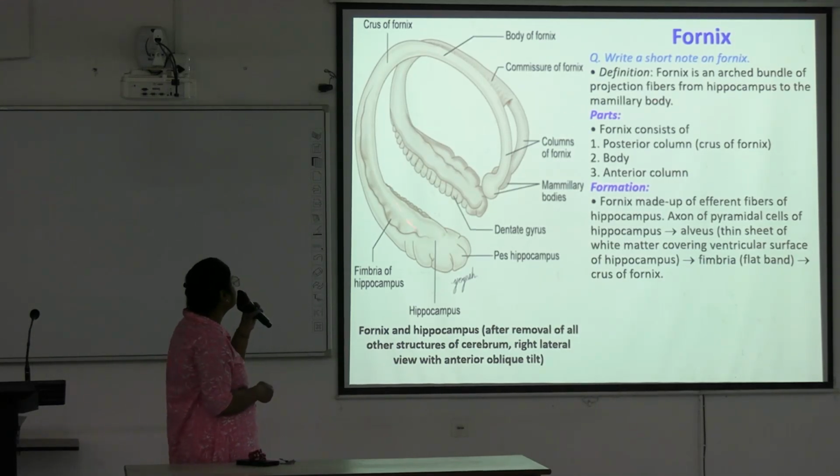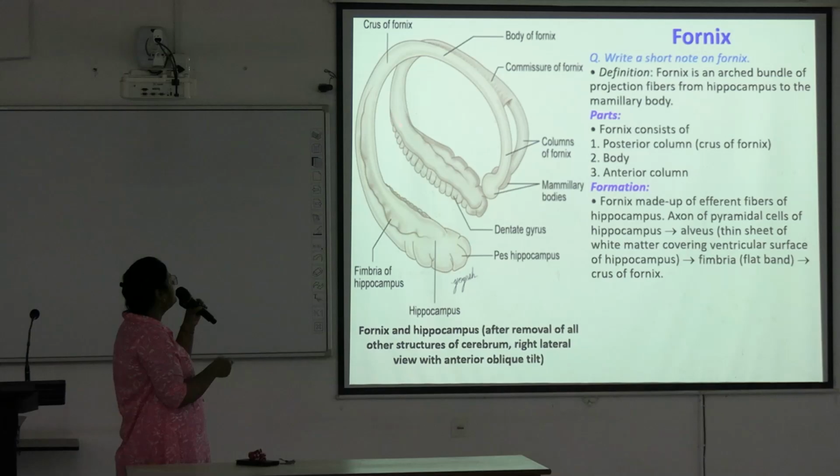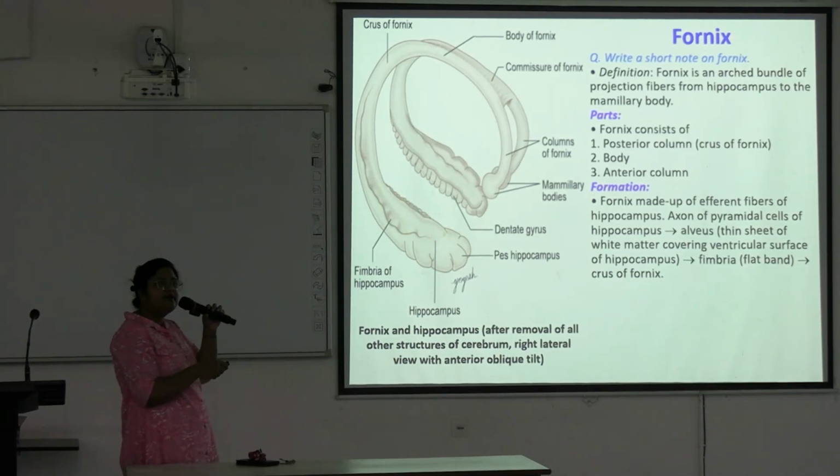This is the extent. See this here, it is starting from the hippocampus. This is the fimbria of hippocampus. Here is the dentate gyrus, pes hippocampus. All these are parts of the hippocampus. Here the fornix is starting as the crus fornix. These two crura are joined here, and here is the commissure of fornix.